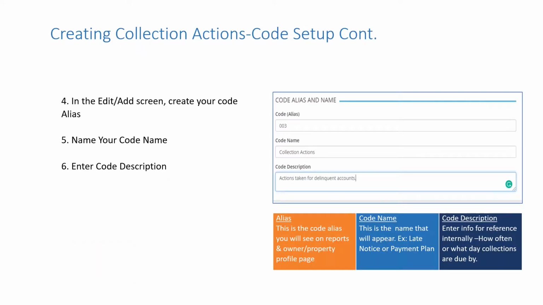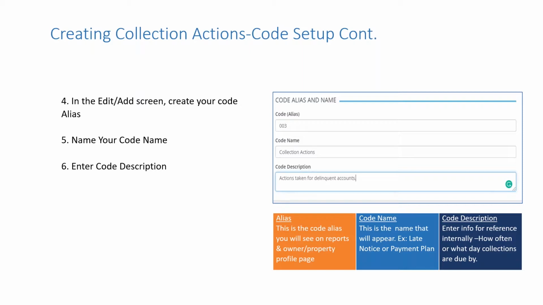All right, so a lot of times once you go to add that, you're going to see some information on here. And a few of you may be like, I'm not really sure what a code alias is or how I set this up. So let's walk through exactly what each one of these is and how it's going to affect your system. So the alias screen is essentially a code that you see on your reports and on owner and property profile pages. So it's just a shorter version of whatever you want to call that code name. So you could call the code alias COL, short for collections, whatever works for how you do business. And then of course the code name I used, pretty straightforward, collection actions.